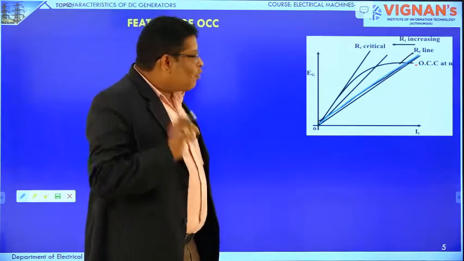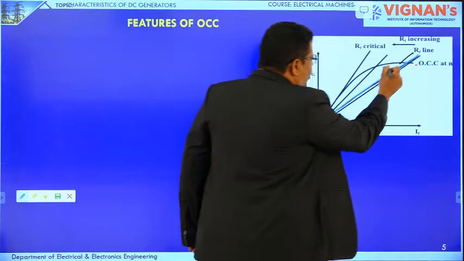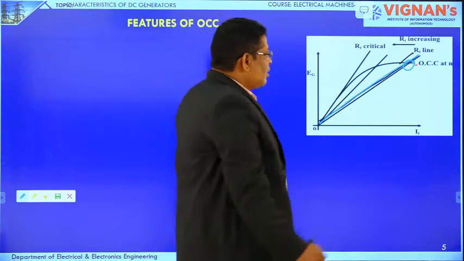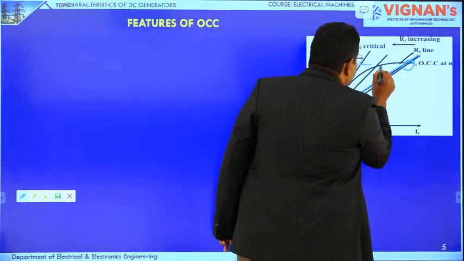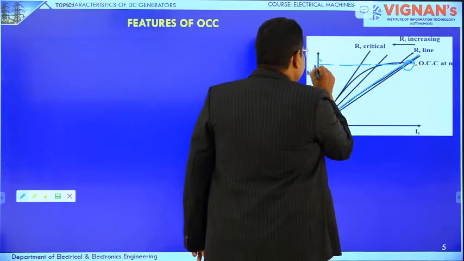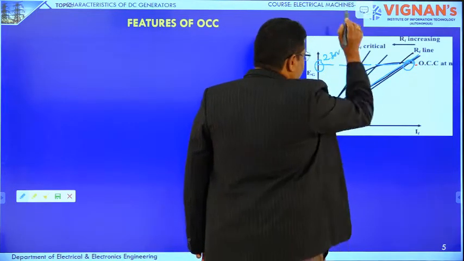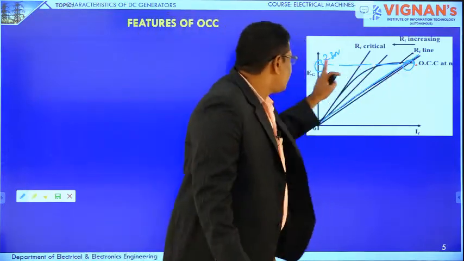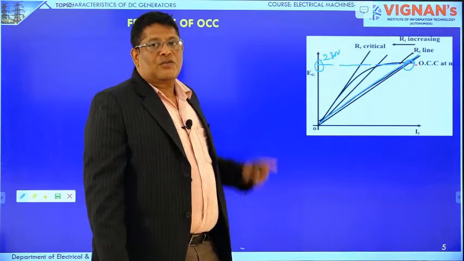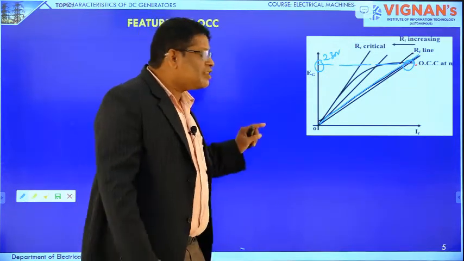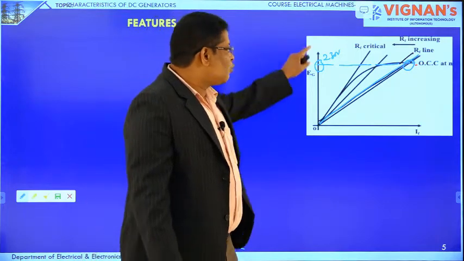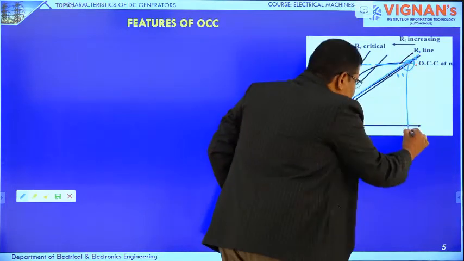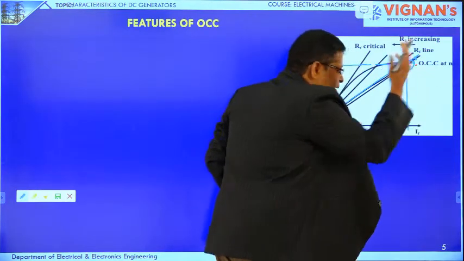The field resistance line of a generator is intersecting at one point here. Corresponding to this point, if you find the voltage, you can take some voltage like 230 volts. That voltage represents that the generator is giving an open circuit voltage of 230 volts at this value of field resistance, and the corresponding field current is this one, which may be 2 ampere.